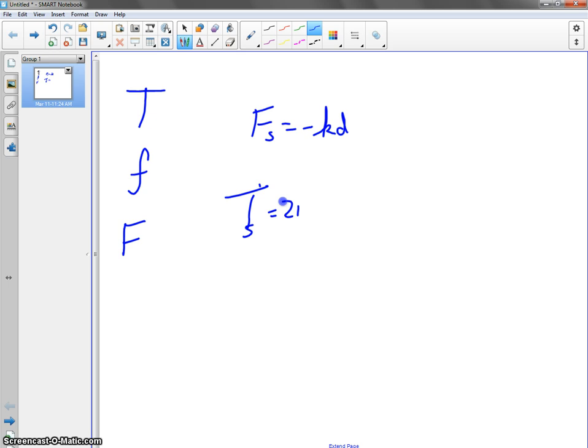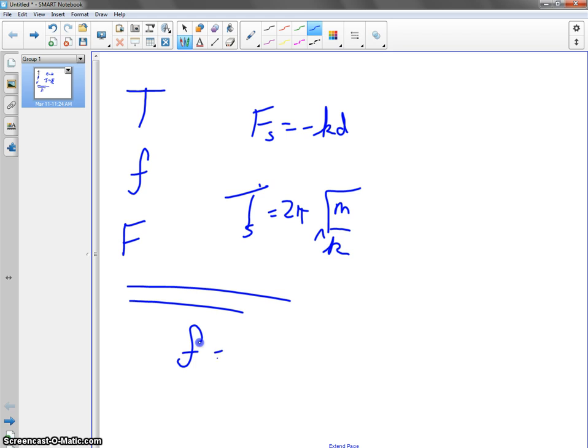2 pi square root of m over k. And if I do this equation, that'll give me the period, which brings me to my next thing that I think maybe you should remember, which is if you know the period, how do you find the frequency? And remember that the frequency is 1 divided by the period, and the period is 1 divided by the frequency.